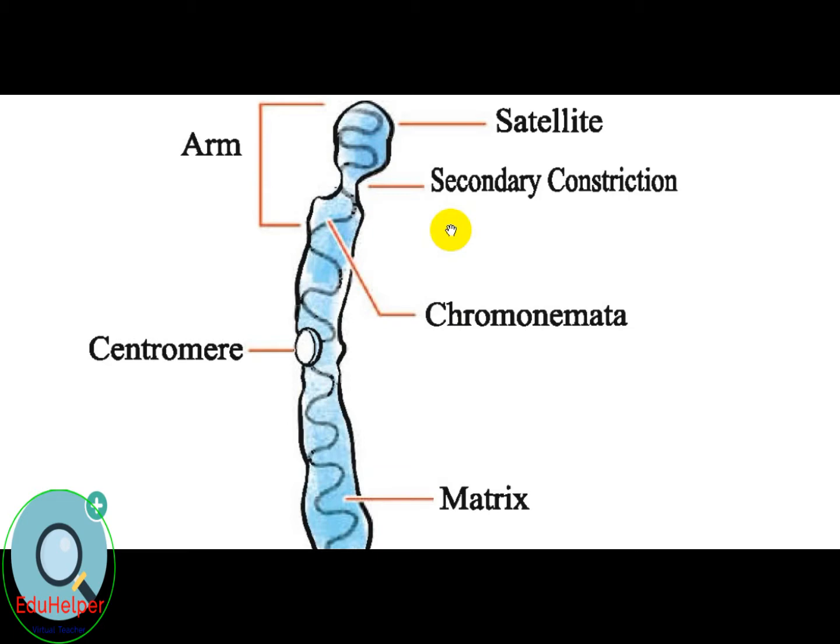chromomeres. Chromomeres are linearly arranged bead-like and compact segments described by J. Belling. They are identified by their characteristic size and linear arrangement along a chromosome.